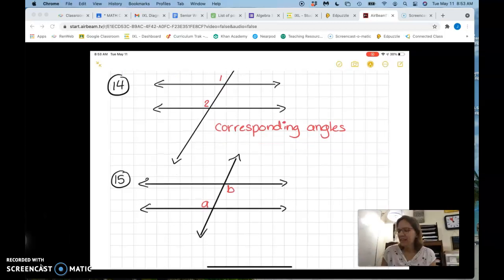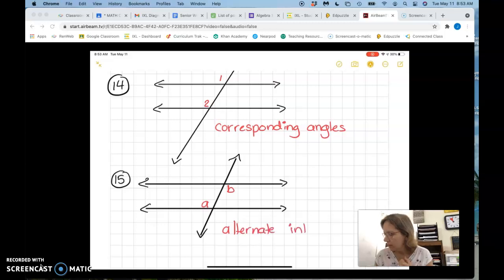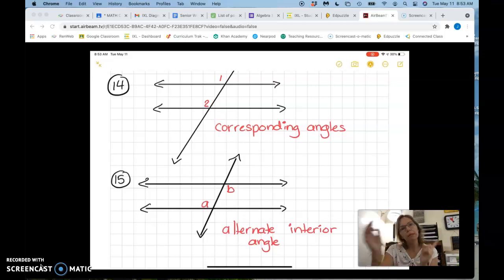Okay, so these two are on opposite sides of the transversal, but they're inside the parallel lines, so they are called alternate interior, yes. Because they're inside, interior means inside, and alternate means opposite sides of the transversal.